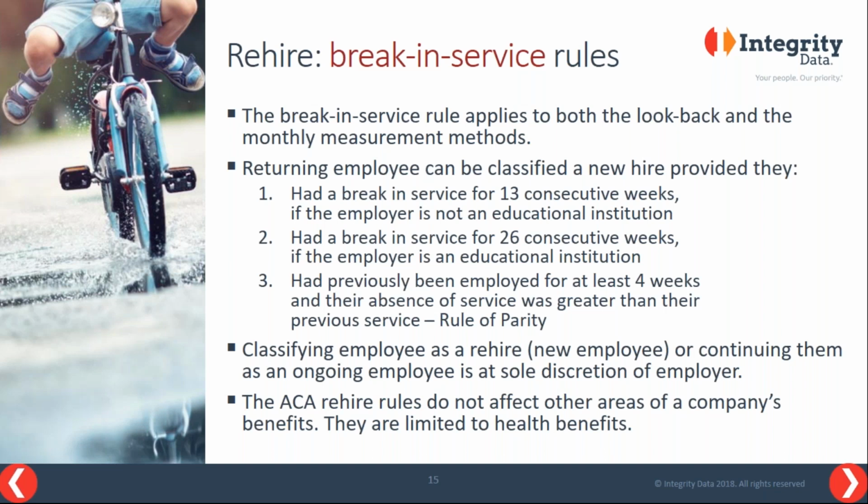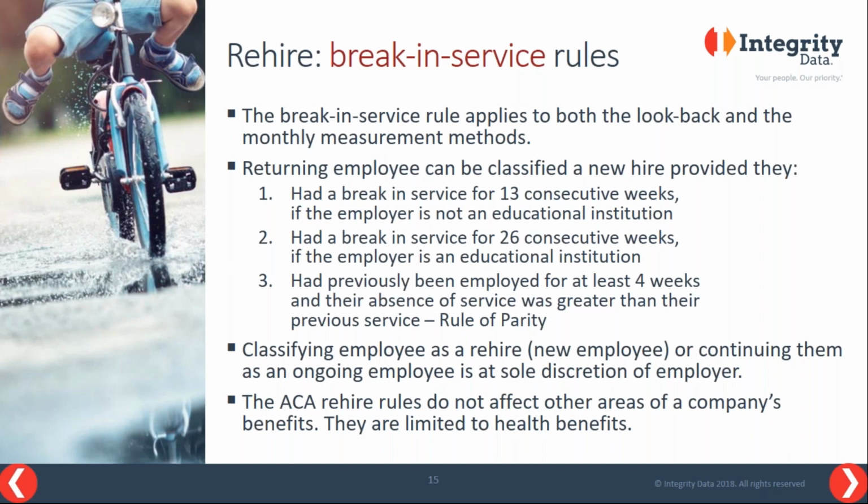The important thing to know is that determining whether an employee is a new hire under these rules is at the sole discretion of the employer. An employer might not want to reclassify a returning employee as a rehire and keep them in the current measurement period. The theory here being that if they were absent for an extended period, they would not accumulate enough hours to be classified as full-time.